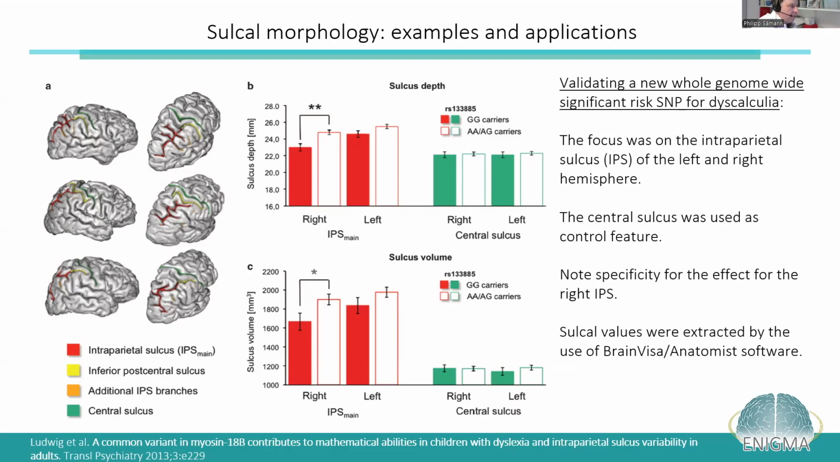we then demonstrated that the so-called risk genotype in this case was indeed associated with a lower sulcus depth and a lower sulcus volume. We used the central sulcus, which is plotted in green, as a comparison sulcus to gain more specificity of this analysis. So you can see sulcus measurements can be quite useful for genetic questions.